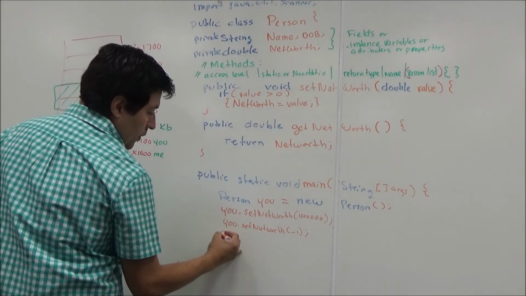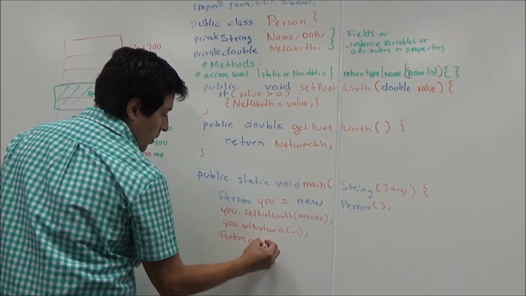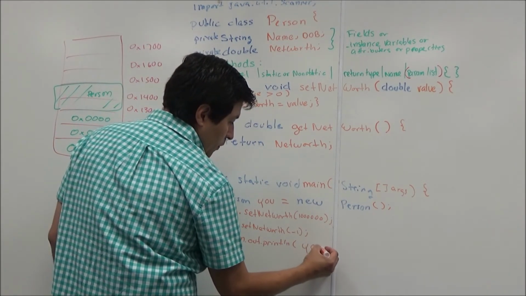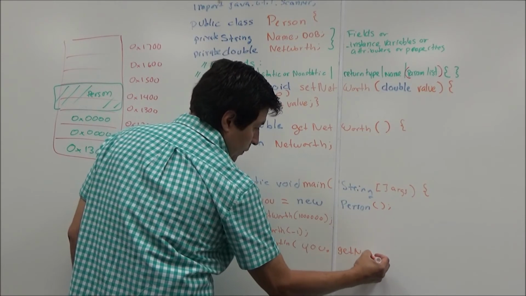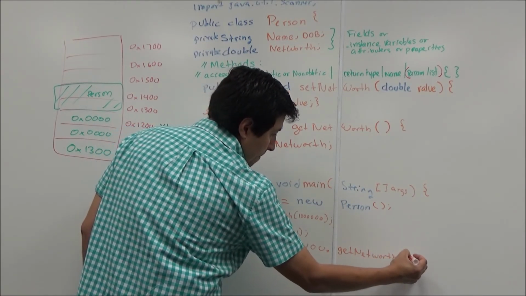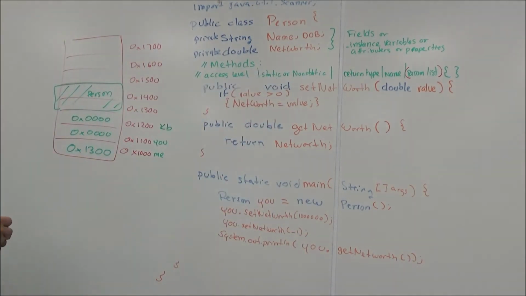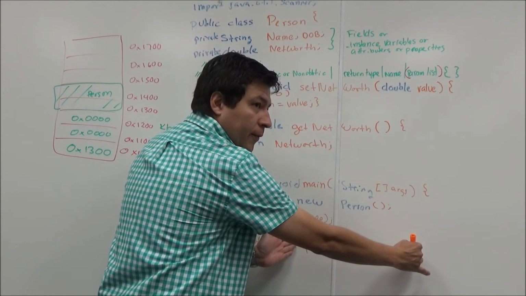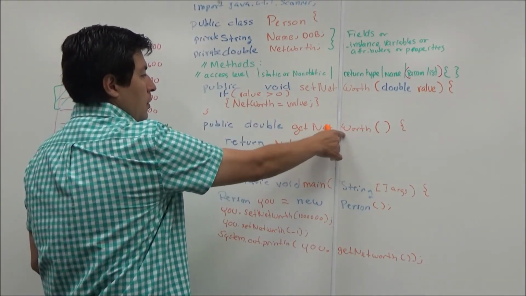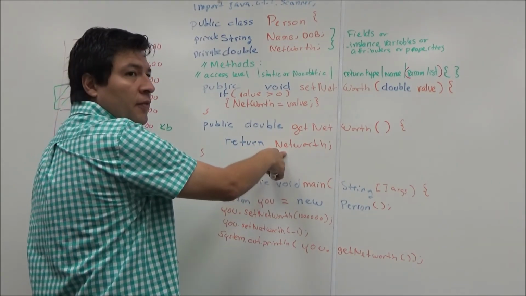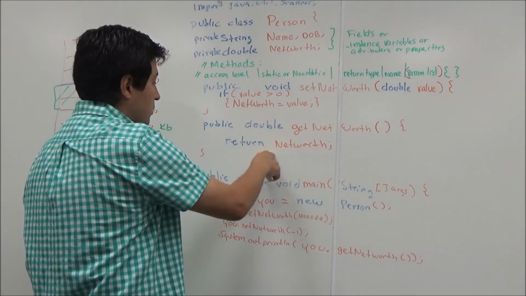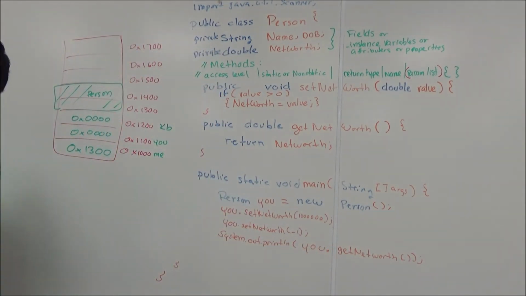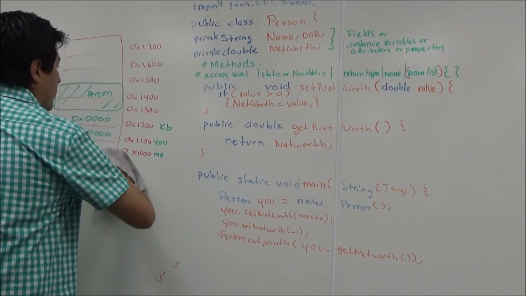So if I do system out print line, and then I print what's your net worth, I can do u dot get net worth. So when the computer sees this line, it's going to do the parentheses first, right? So it's going to see this u dot get net worth first. So it's going to call that method, it's going to come here, and it's going to return that variable. What's the value of this variable? Still $1,000,000. So it goes out, and now it says print line $1,000,000. So, let me erase this.